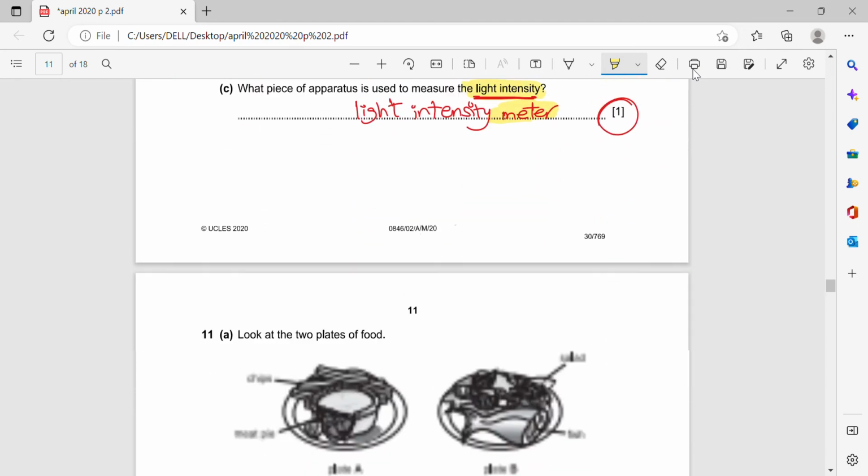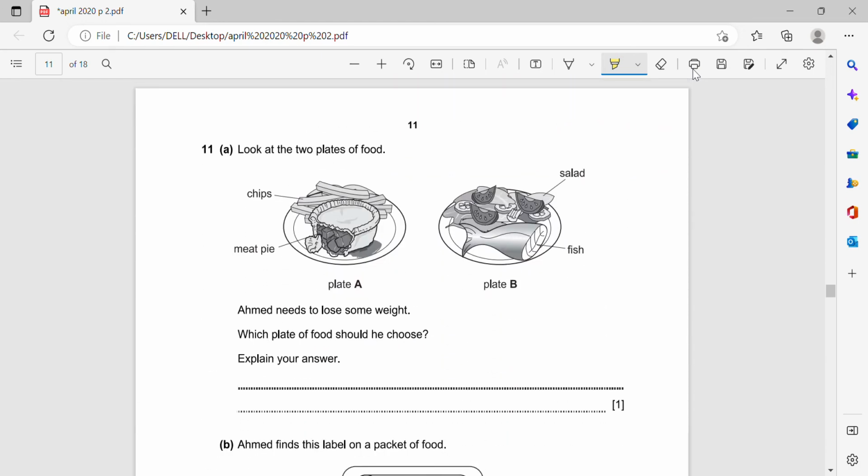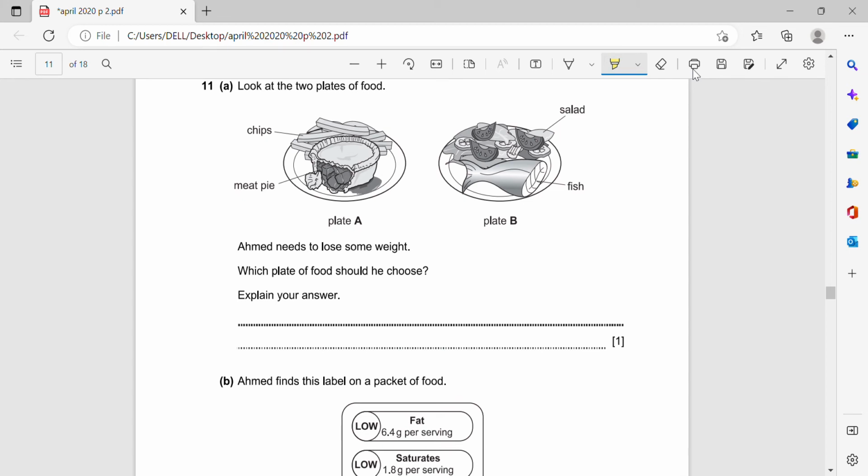The next question. Look at the two plates of food. I have here plate A and plate B. Okay. plate A لو بصينا هنلاقي meat pie، هنلاقي chips. plate B هنلاقي fish وهنلاقي salad. عندي plate A وعندي plate B. طيب أحمد needs to lose some weight. Which plate of food should he choose?